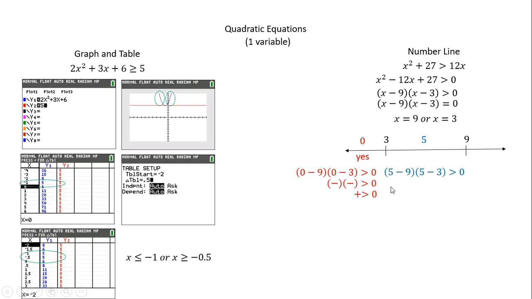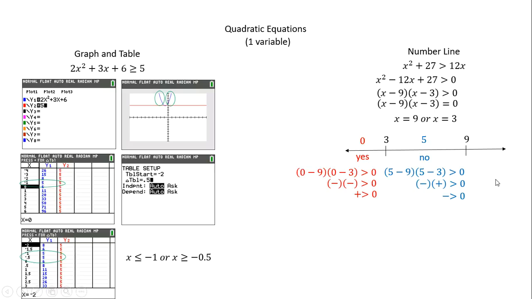Plug it in. 5 minus 9, 5 minus 3. Don't care what the numbers are, but I know that 5 minus 9 is negative. 5 minus 3 is positive. If I take a negative number and a positive number and multiply them together, I'm going to end up with a negative number. And is a negative number bigger than 0? No, negative numbers are not bigger than 0. So it doesn't work in between 3 and 9.